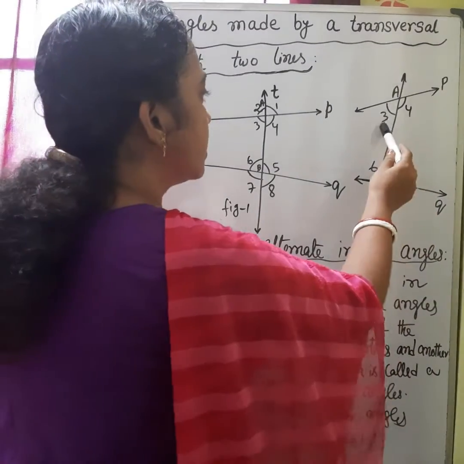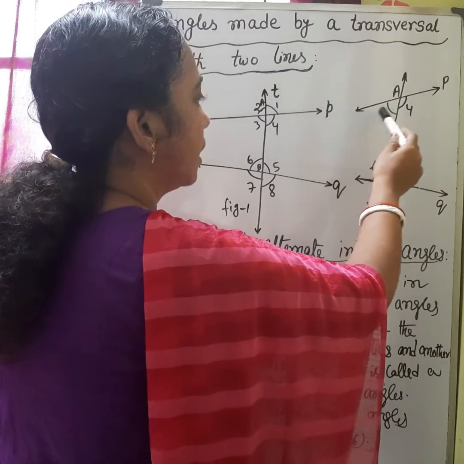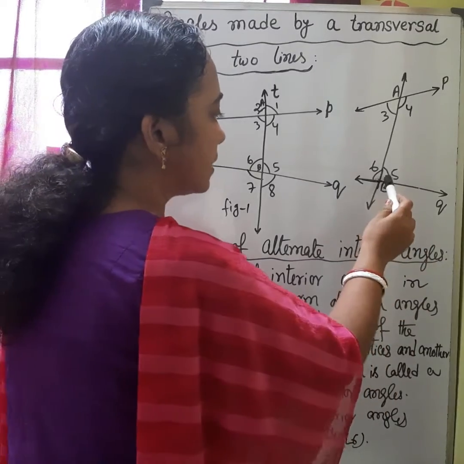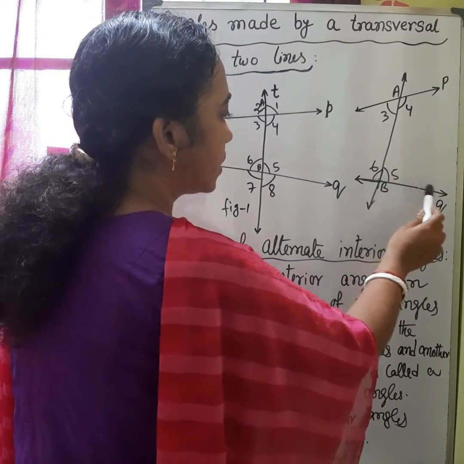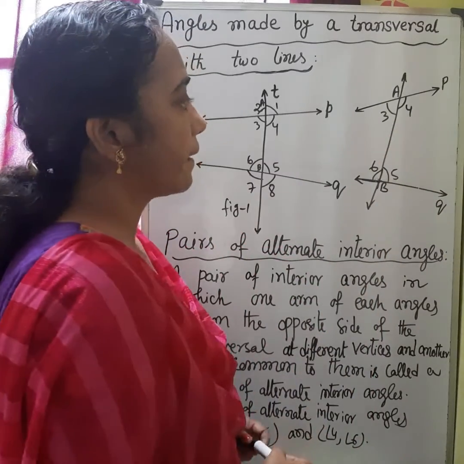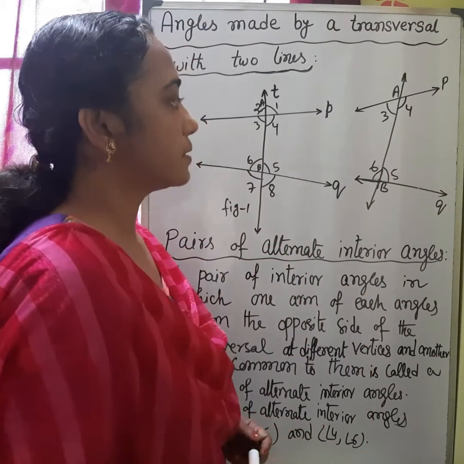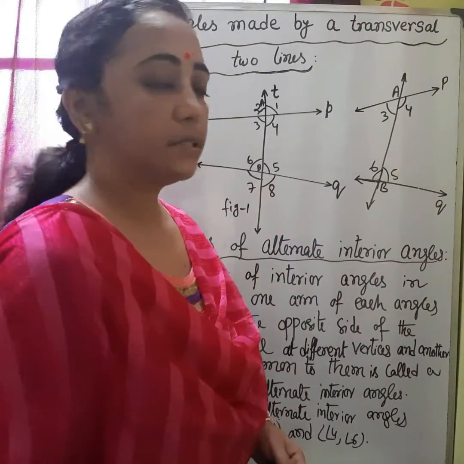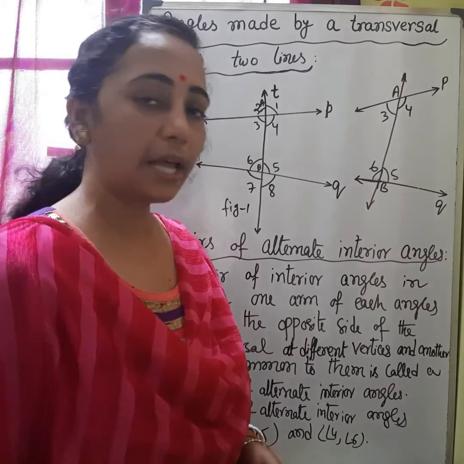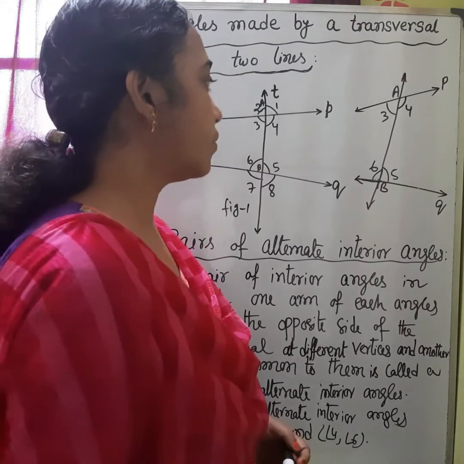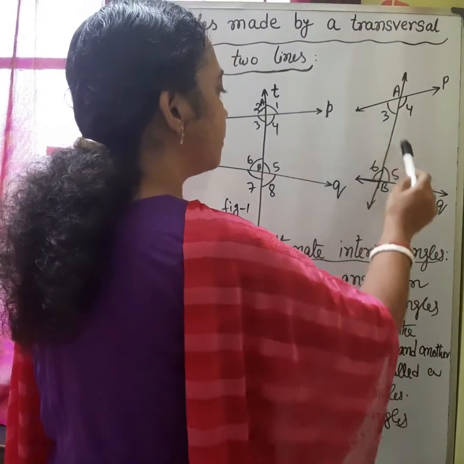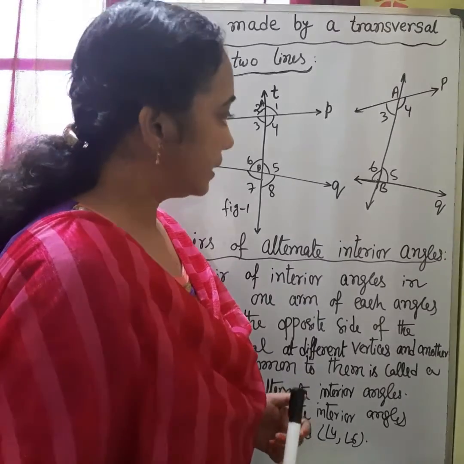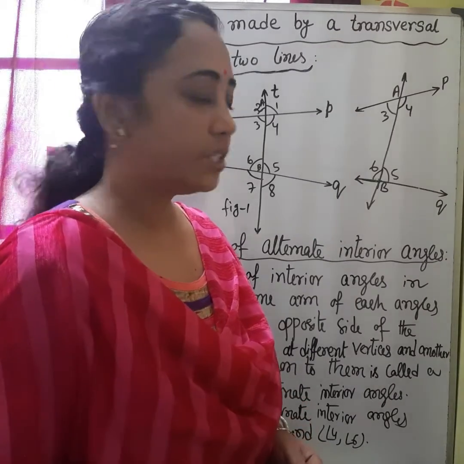So if we consider angle 3, its one arm is in this direction, and if we consider another angle at a different vertex, let us consider angle 5, whose one arm is in the opposite direction of this direction. Another arm of both these angles is common to each other, that is the line segment AB. So these two angles are called a pair of alternate interior angles. Here angle 3 and 5 are a pair of alternate interior angles. They are interior angles and they are alternate to each other.